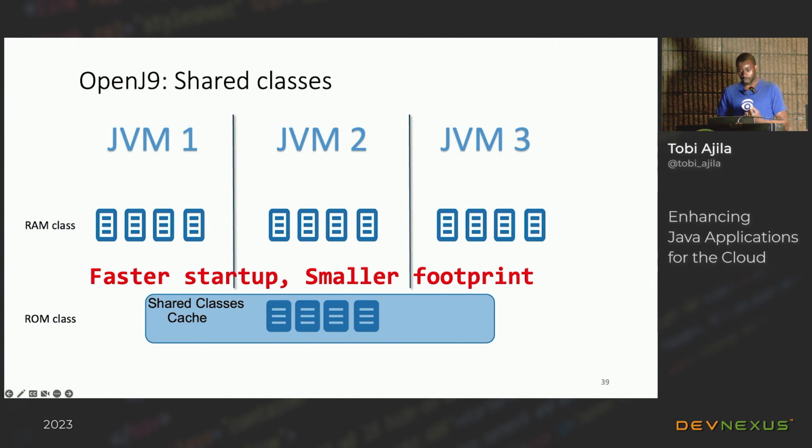That's where we get the startup improvements, but you can also get footprint improvements because now you're sharing part of the class metadata between multiple JVMs. And so you're shrinking your footprint. We've seen cases where you've got a few instances using the same class cache, and you can see up to 20% improvement in footprint.